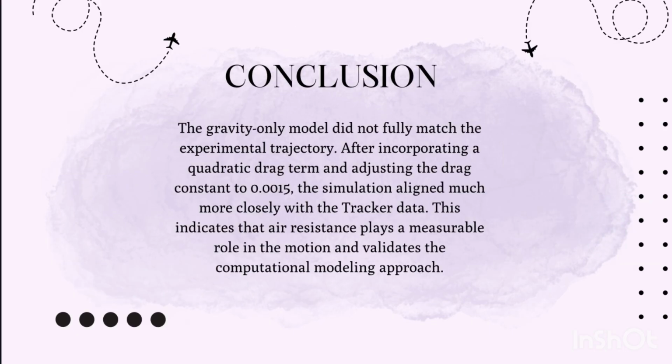Finally, the gravity-only model did not fully match the experimental trajectory. After incorporating a quadratic drag term and adjusting the drag constant to 0.0015, the simulation aligned much more closely with the Tracker data. This indicates that air resistance plays a measurable role in the motion and validates the computational modeling approach. Thank you!